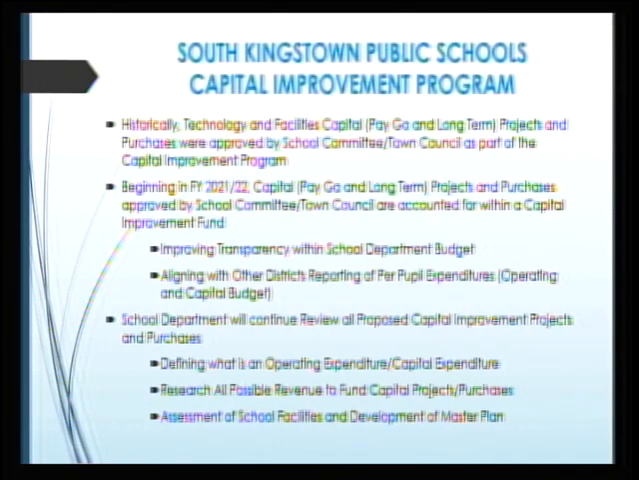We will continue to work on transparency, also looking at categorizing what is a capital expense or a project and what is an operating. So we're continuously working on that. We will be researching, as we're doing right now, all revenue sources to support the capital projects, as well as we have newly brought on a consultant who will be looking at the assessment and the development of a master plan.